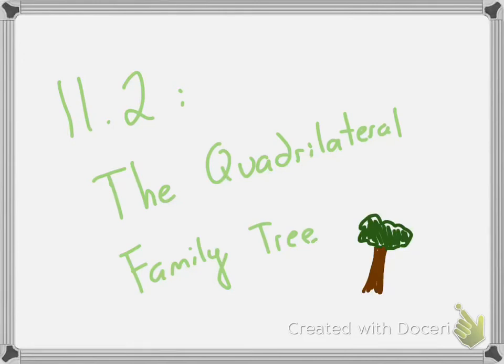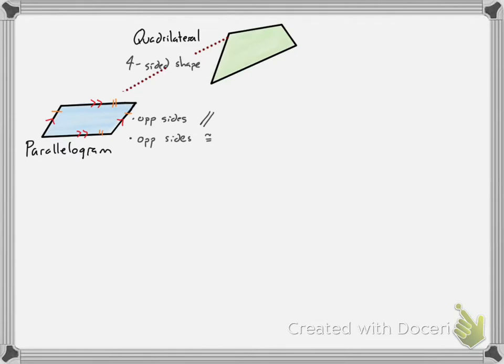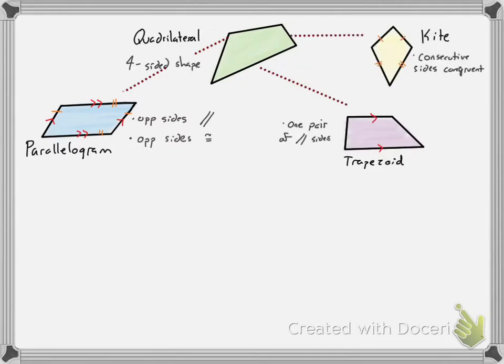In section 11.2, we're going to learn about the quadrilateral family tree. So we start with the quadrilateral, which, as we've learned, is just any four-sided shape. A quadrilateral could branch off into three different categories. So we have a parallelogram, where opposite sides are parallel, opposite sides are also congruent. We also could have a trapezoid, where we only have one pair of parallel sides. And then we have a kite, where consecutive sides are congruent, so the sides that are next to each other.